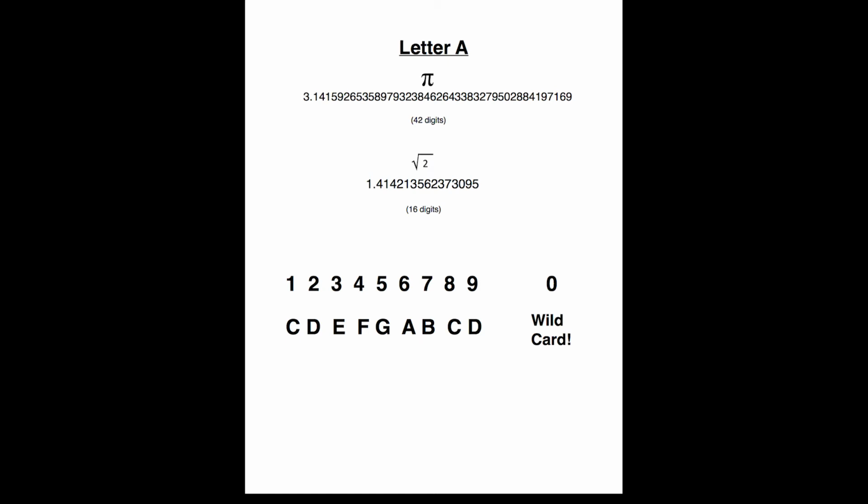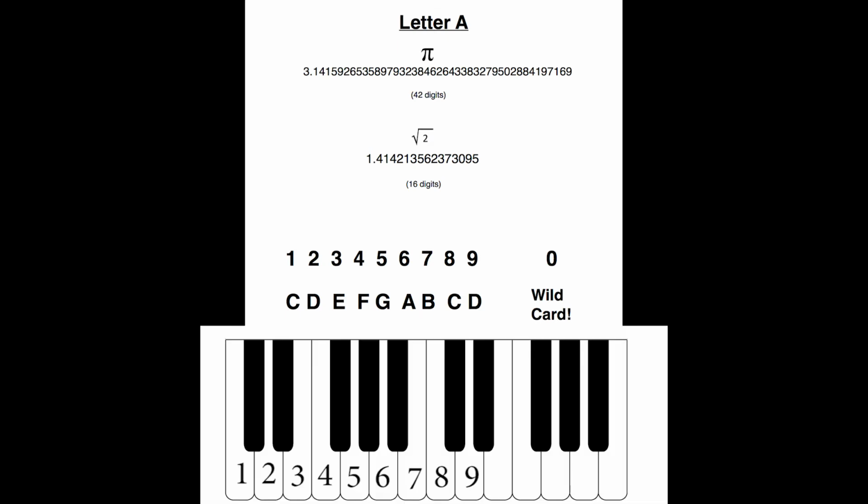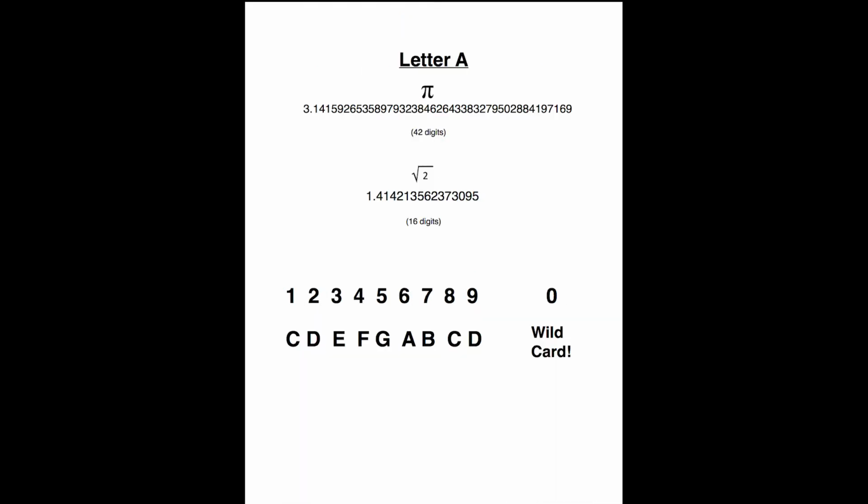Now the chords are where I use the square root of 2, and I use the same concept. A C chord would be 1, D minor is 2, E minor is 3, F major is 4, and so on and so forth. The first 4 numbers of the square root of 2 are 1, 4, 1, 4. So I had a 1 chord, then a 4 chord, then a 1, then a 4.